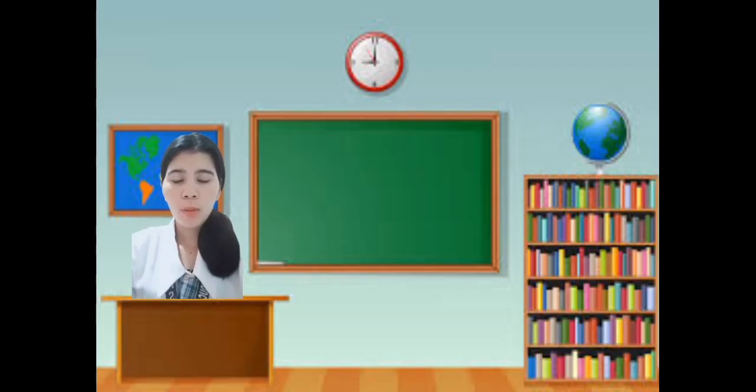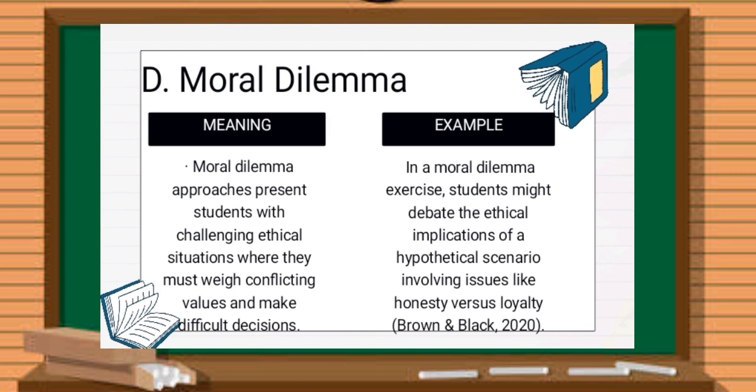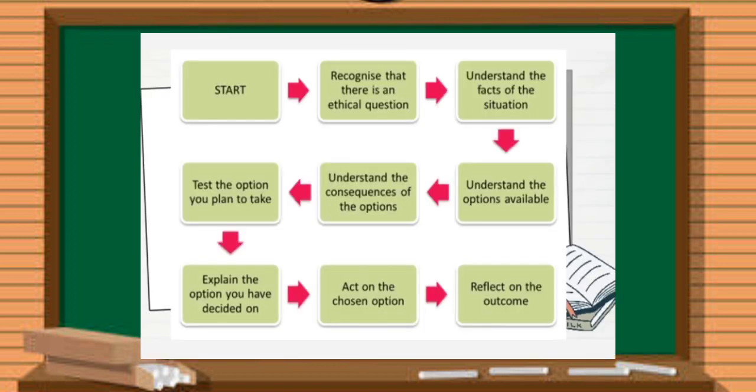Lastly, the fourth approach of values education is moral dilemma. So what is moral dilemma? In a moral dilemma, students are presented with challenging ethical situations where they must weigh conflicting values and make difficult decisions. For example, in a moral dilemma exercise, students might debate the ethical implications of a hypothetical scenario involving issues like honesty versus loyalty. A moral dilemma can be solved with the following steps.